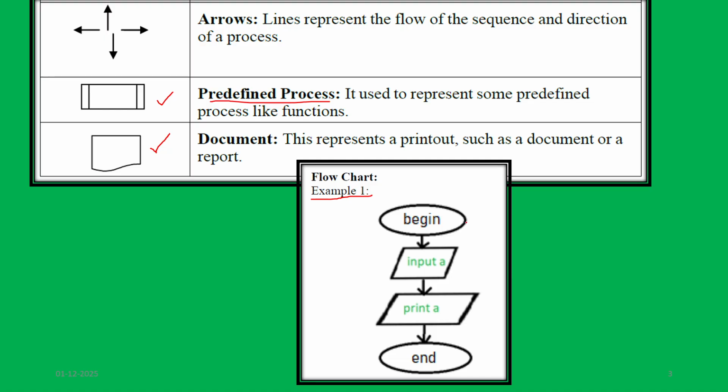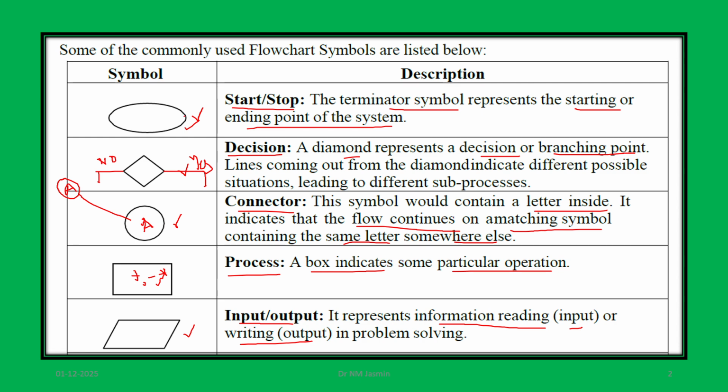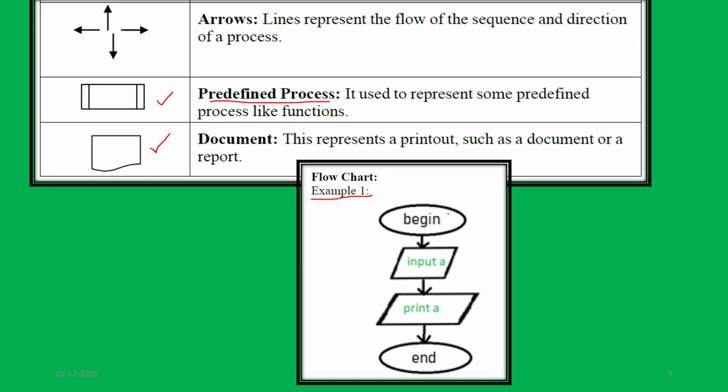Okay, so I told you that in the flowchart, whenever you want to start or stop the program, we use the ellipse symbol. So now I am going to start the program with respect to the flowchart. First, begin the program with the ellipse. Next, the arrow direction shows the line of sequence and the direction of the process. Here it is in the downward direction.